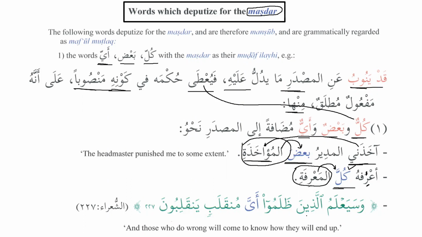Then we have فَسَيَعْلَمُ الَّذِينَ ظَلَمُوا أَيَّ مُنْقَلَبٍ يَنْقَلِبُونَ. So again, here we can see that ayya is basically being used as the masdar of munqalab. Munqalab, as we know, is used in two ways. We know that this is the passive form of inqalaba yanqalibu, and similarly it can be used for the place, munqalab, the place of return. And those who do wrong will come to know how they will end up.